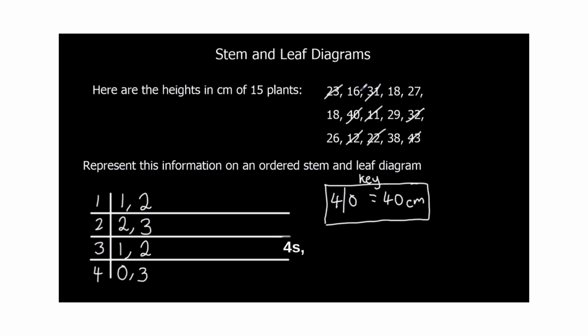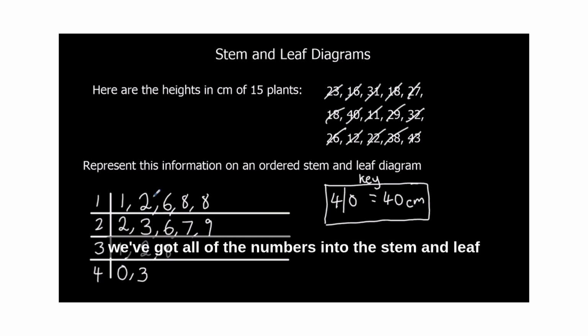Then 4's, we've got no 4's, no 5's, so on to 6's. We've got 16 and 26. Then we've got 7 here, 27. What's left? We've got two 18's, so 18, 18, 38, almost done, and we've got a 29. So there we go, we've got all of the numbers into the stem and leaf diagram.